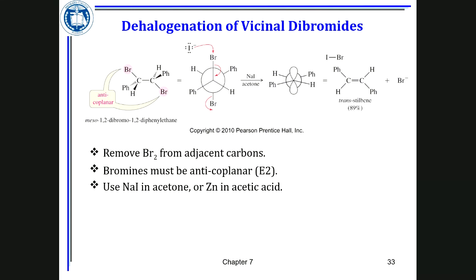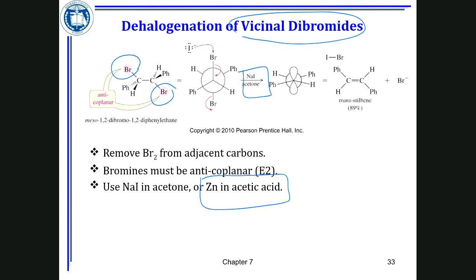For vicinal dibromide, you would also end up with formation of the alkene, and right now just know that it's anti-coplanar, and then we look at the mechanism in next chapter, chapter 8. But what you need to know for now is what is the reagent that you could use. You have choice of 2 reagents, either zinc in acetic acid or sodium iodide in acetone.